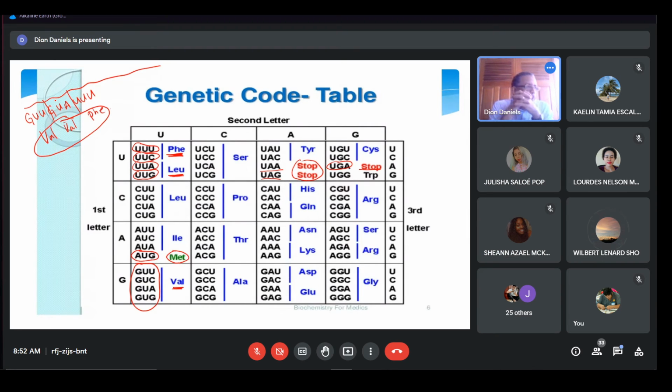Sir, each code is written as it appears in the mRNA and should be read in the 5' to 3' direction, right, sir? Yes, that's correct. So each one of these codes here are the codes that will be read from the messenger RNA, reading from the 5' to the 3' direction.